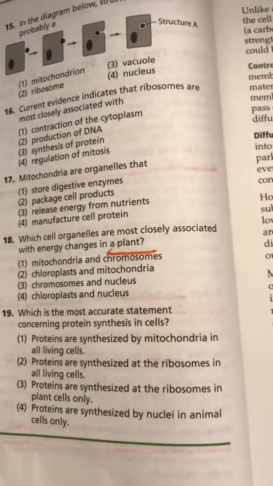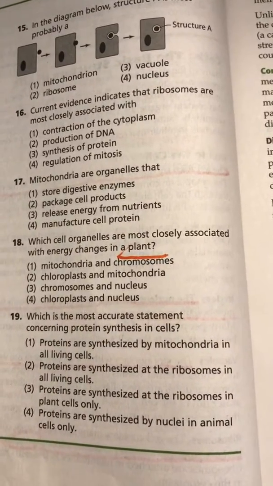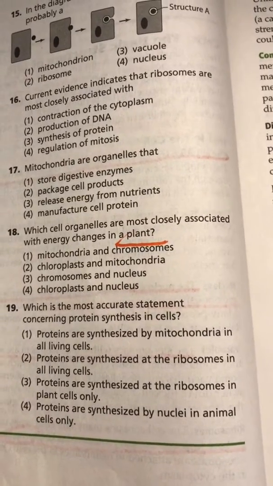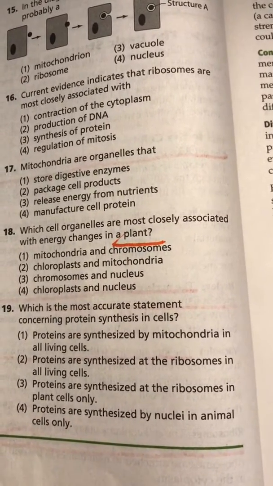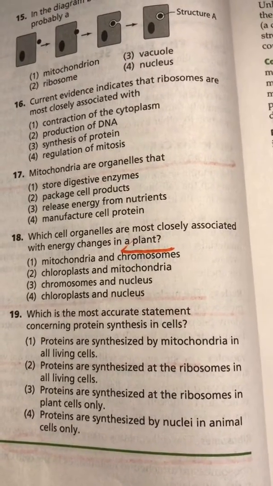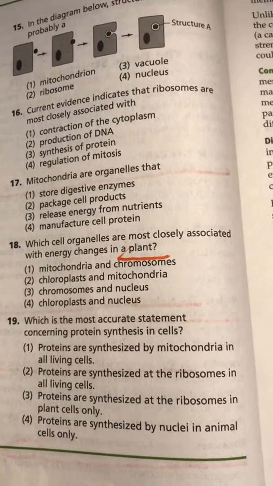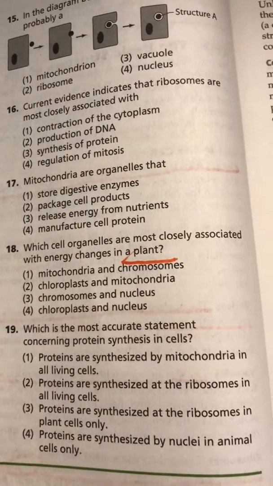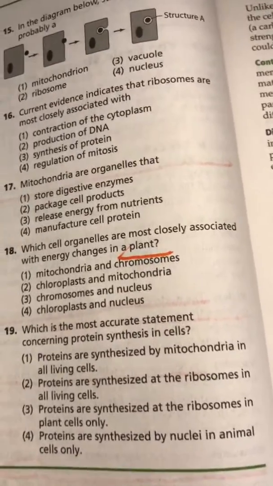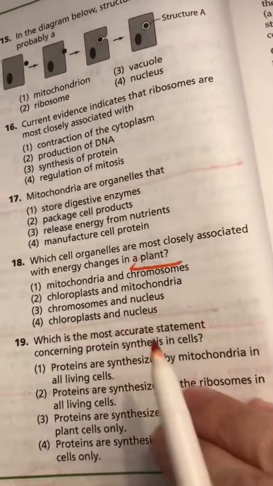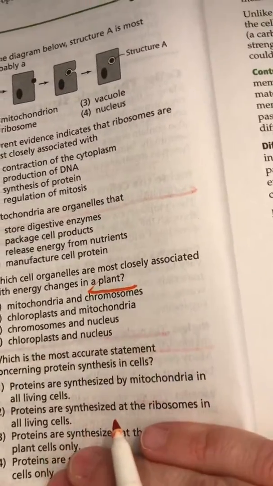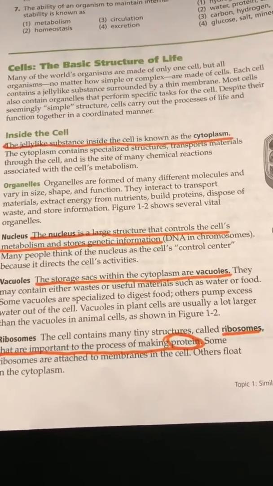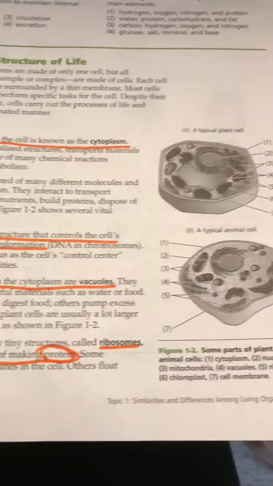Number 19, which is the most accurate statement concerning protein synthesis in cells? Proteins are synthesized by mitochondria in all living cells. Proteins are synthesized at the ribosomes in all living cells. Proteins are synthesized at the ribosomes in plant cells only, or proteins are synthesized by nuclei in animal cells only. So, for any information about proteins, we had circled a lot of interesting information down there about proteins on page 5.